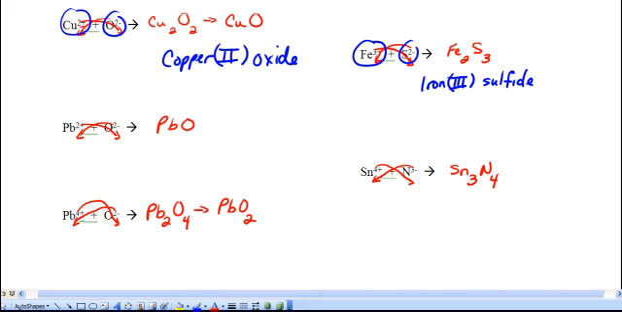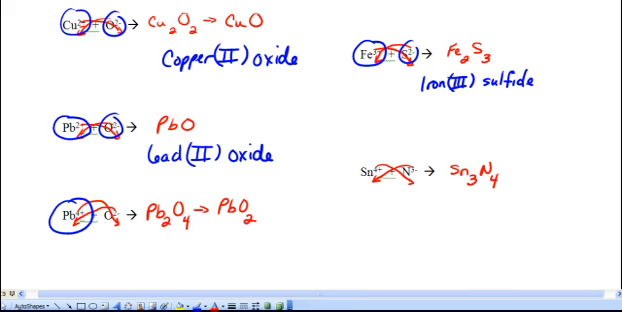When you get to PbO here, what is the charge on the lead? Lead is a 2 plus, so we have lead 2. The name of the anion is oxide. So it's lead 2 oxide. In the one below it, the charge is 4 plus. So we call that lead 4 oxide. And finally, over here with the tin is a 4 plus, so we call that tin 4. That's the name of the cation. The name of this anion is nitride.